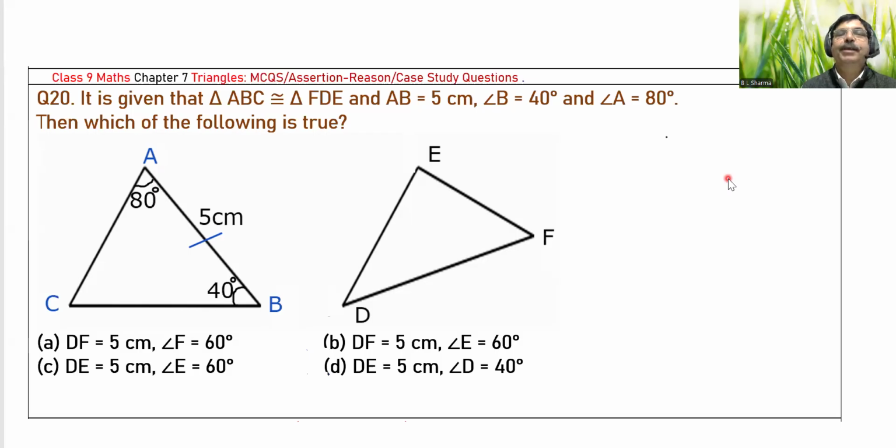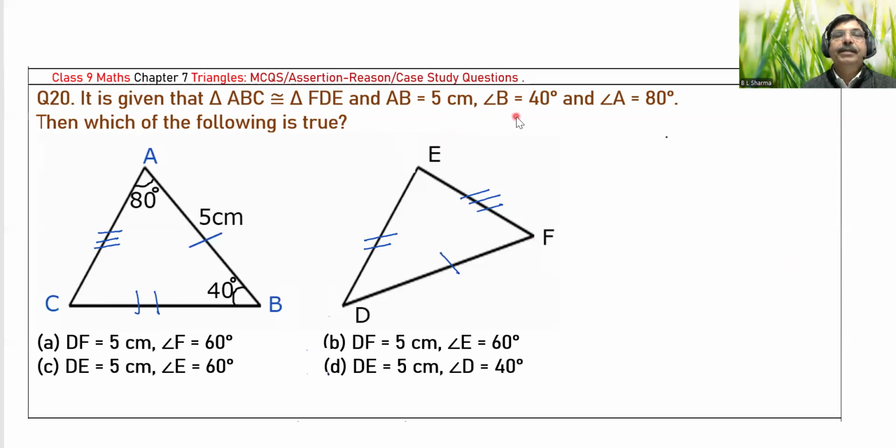Read the question carefully. It is given triangle ABC is congruent to triangle FDE. So by CPCT, we can say that AB is equal to FD, and BC is equal to DE, and the third side AC is equal to EF. Right?